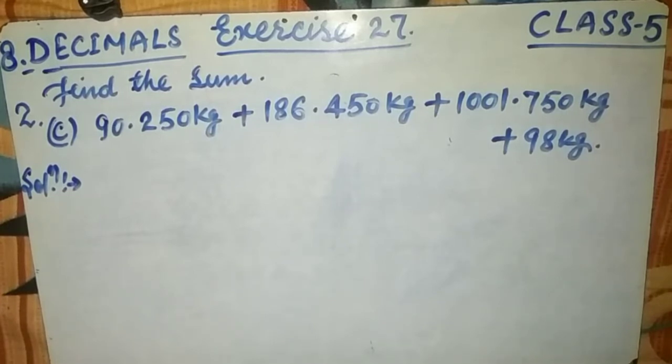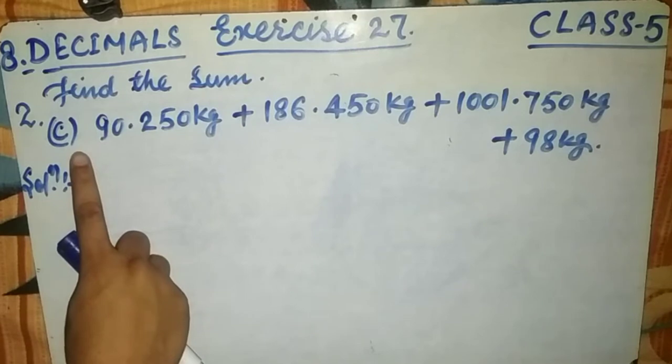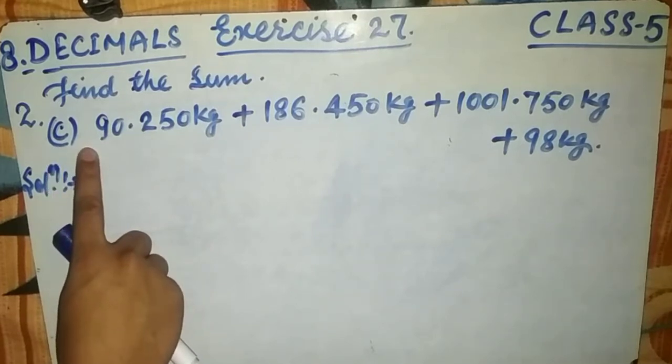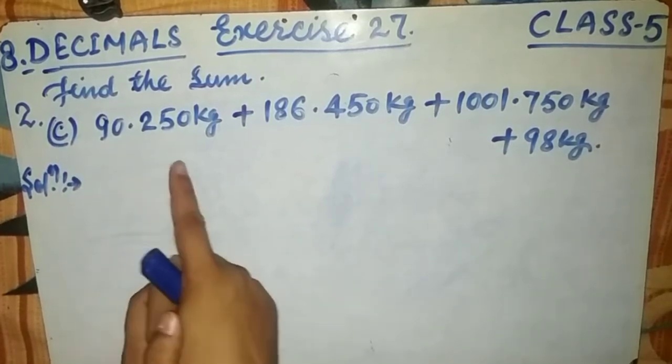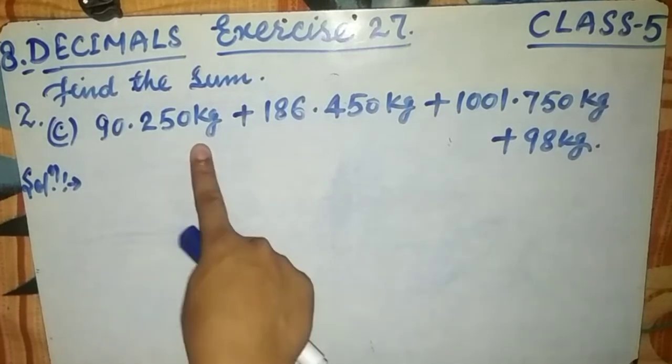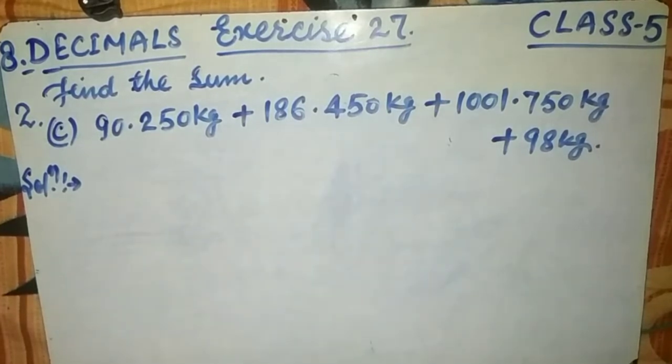Now dear students, see question number 2. We have to follow the same method as you solved the previous question. Now find the sum, and we have taken C. Question number 2 has 4 sub-questions, A, B, C and D, and we have taken C. Now see, 90.250 kg, 186.450 kg, 1001.750 kg plus 98 kg.